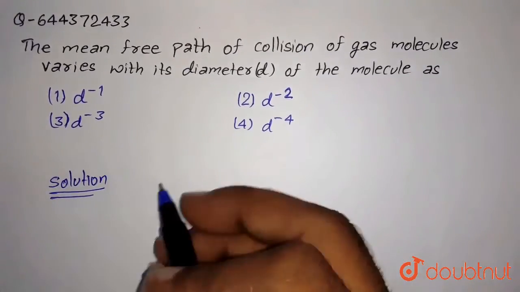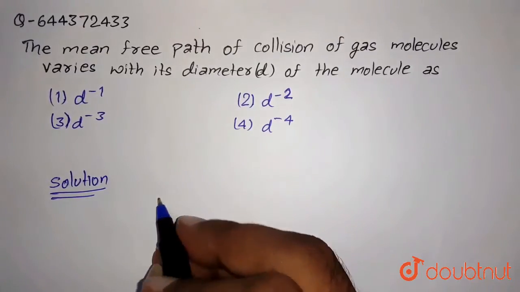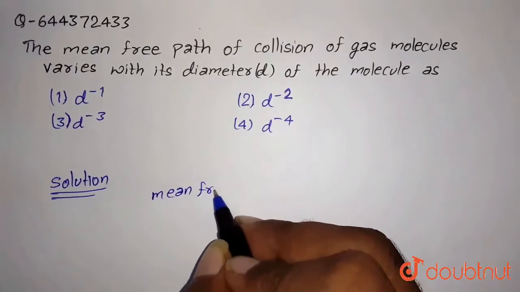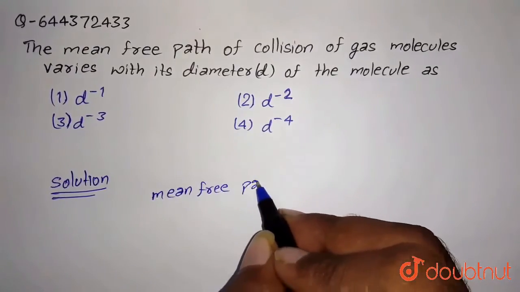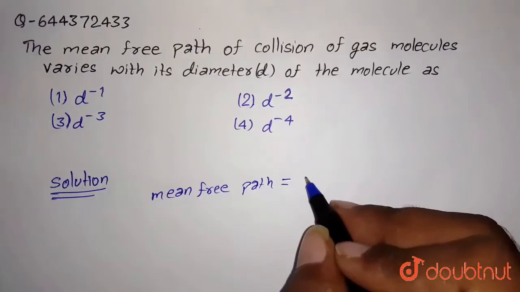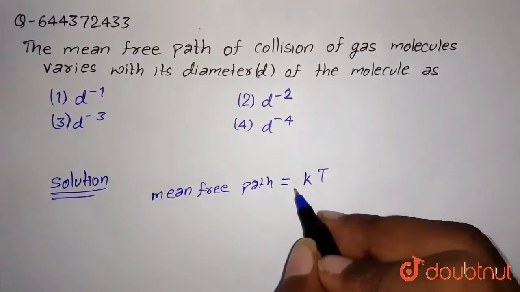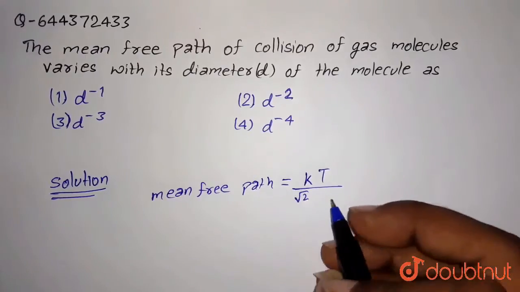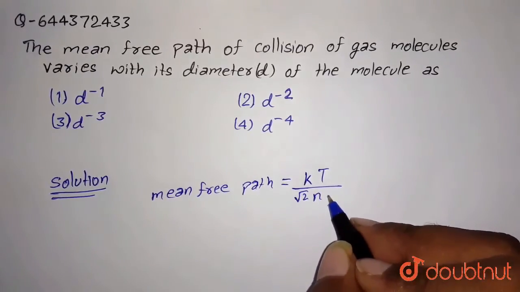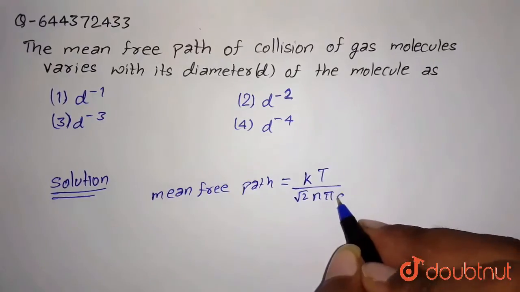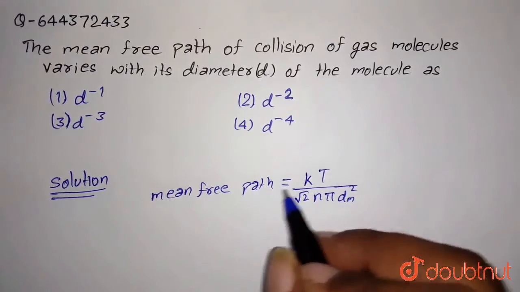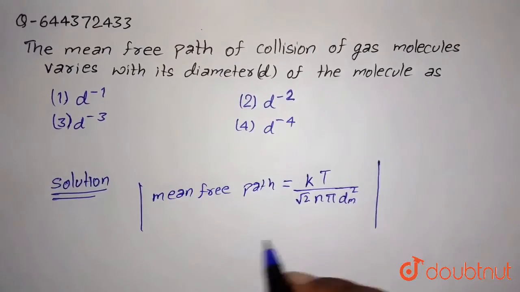As we know that mean free path is equals to K into temperature, Boltzmann constant into temperature divided by under root 2 into number of molecules into pi d, that is diameter of the molecule square. So this is the formula for mean free path.